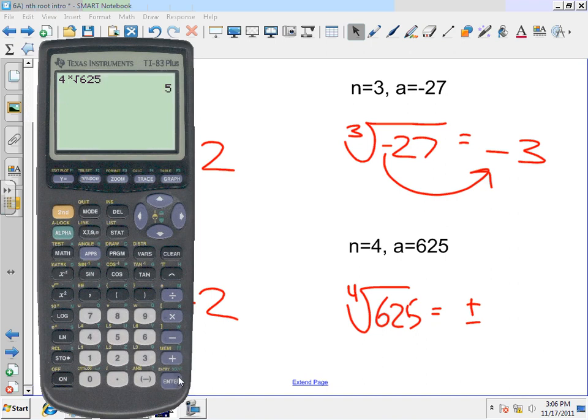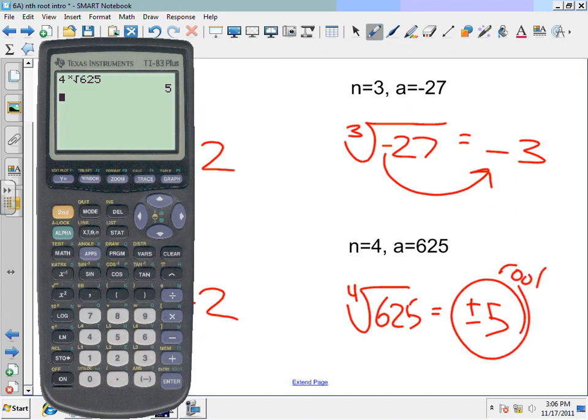Now, again, your calculator is evaluating. But here we're solving, we're finding the root, so I'm going to put it as plus and minus 5. So here we're talking about roots. Okay? So that's what we're looking for in that example.